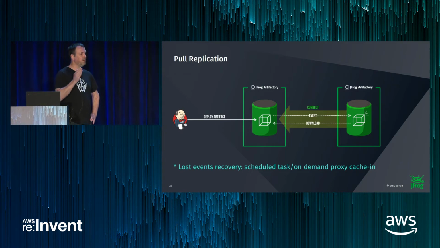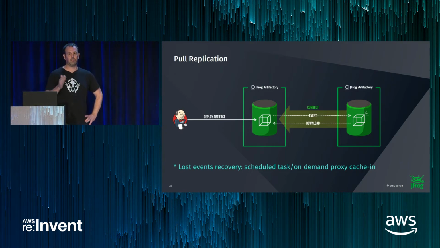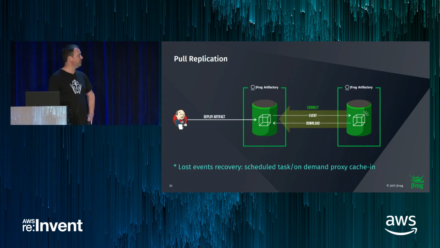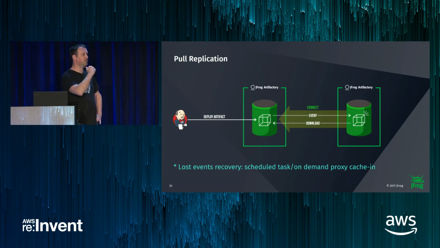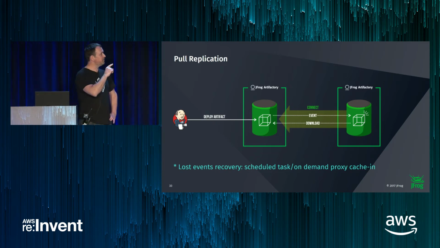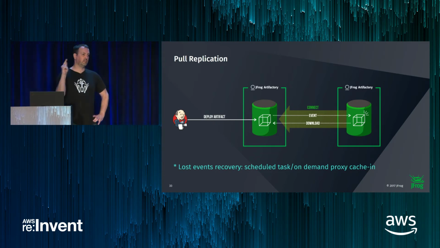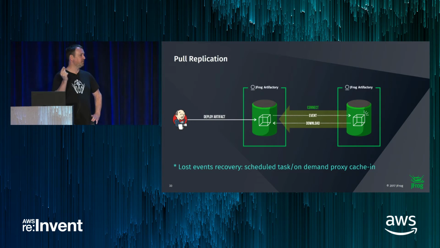So the reason for those, by the way, is your network topology and what type of connections you can open between your servers. So in this type of topology, you deploy, again, an artifact to the source. There is a persistent connection that is opened from the target to the source Artifactory. On that connection, there is an event that tells the remote Artifactory to download rather than push and upload to it a new file.